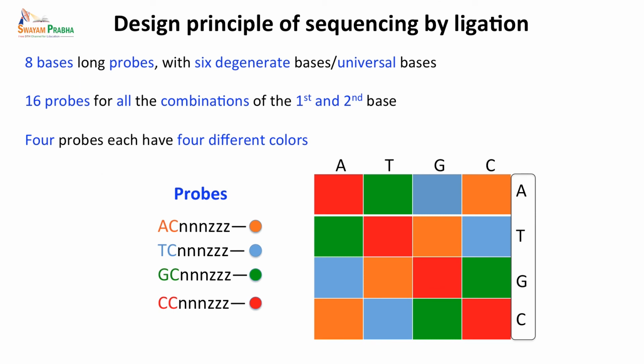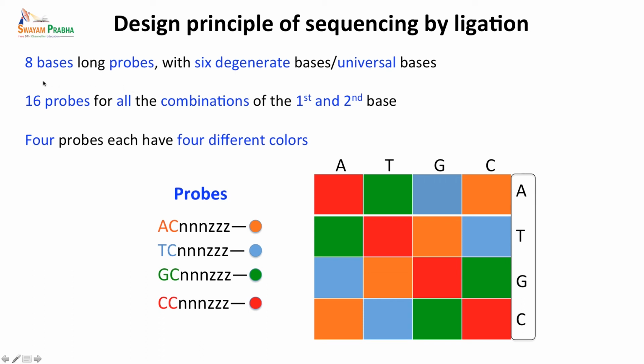Now, a very different way of sequencing is sequencing by ligation. As opposed to other platforms which depend on DNA polymerase to extend the primer and synthesize a complementary strand to the template, this method is based on the ligation reaction using DNA ligase.